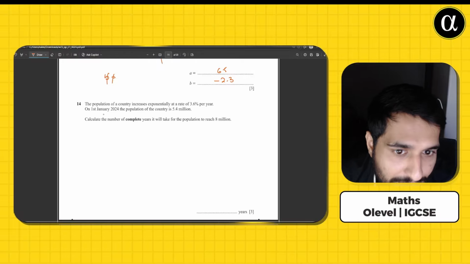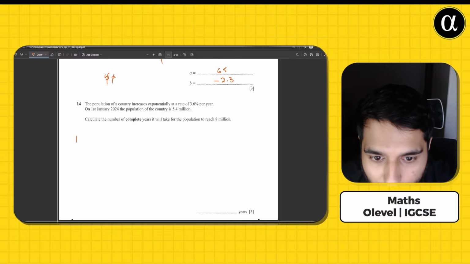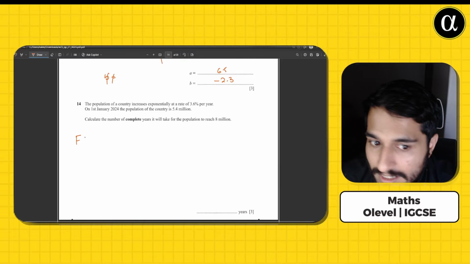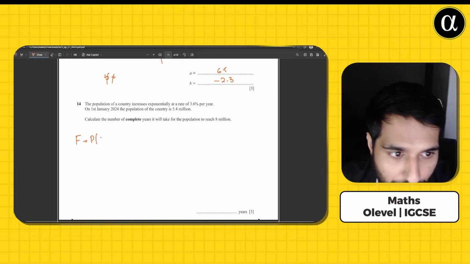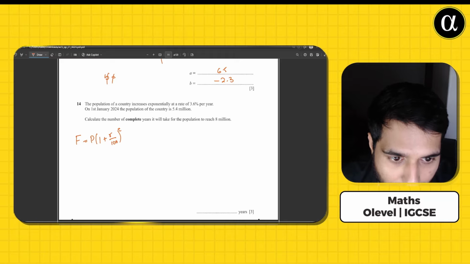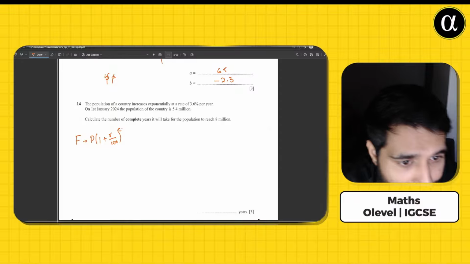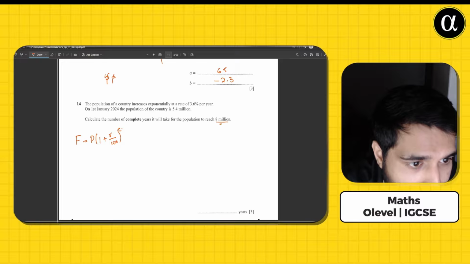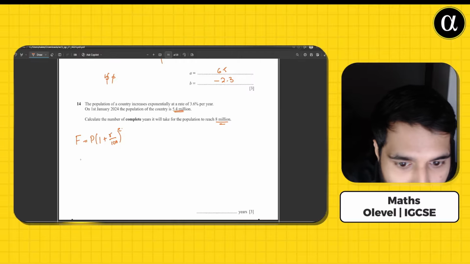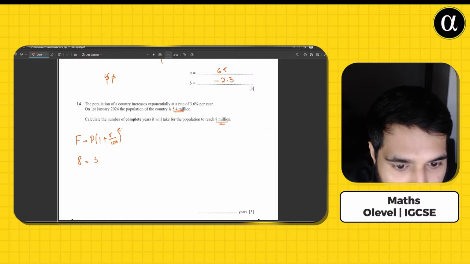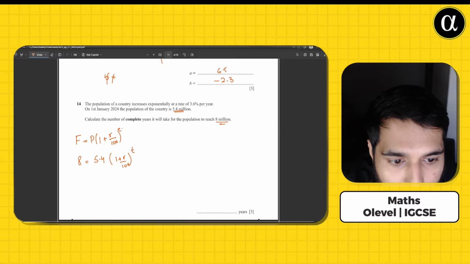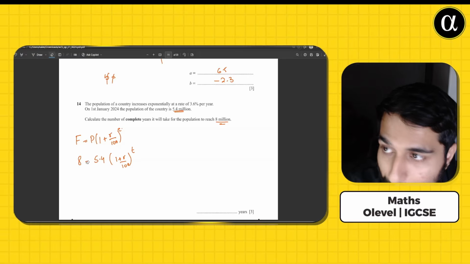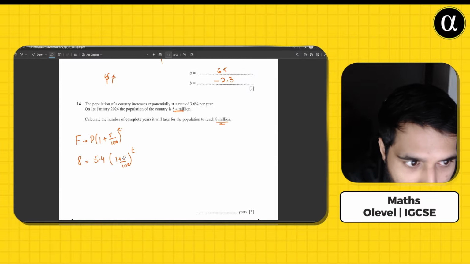Now let's see. We need to solve this using growth rate and decay, and we know the formula that the future value, or you can say the final value, is equivalent to the present value or the initial value, times 1 plus r over 100 to the power t, the same formula as compound interest, where the future value is going to be 8 million and the present value is 5.4 million. So 8 is equal to 5.4 bracket 1 plus r over 100 power t. You may be confused why we did not use millions in it, but because both the units are the same, it's not going to make much of a difference.